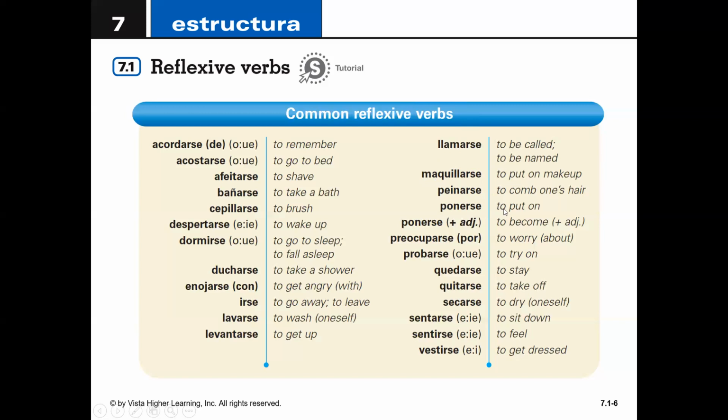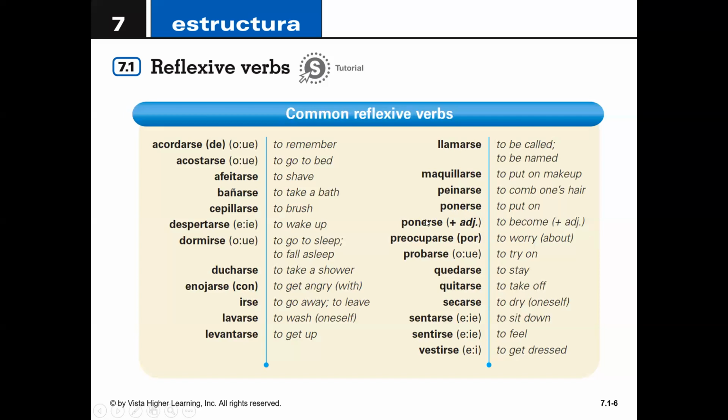Ponerse. So ponerse is from the verb poner, which if you remember is irregular. So you say pongo in the first person, and the rest is normal. Pones, pone, ponemos, ponen, but used reflexively. So me pongo, te pones, etc. And on its own, it means to put on. In other words, to put on clothing. So me pongo los zapatos, me pongo la camiseta, me pongo los pantalones, etc.